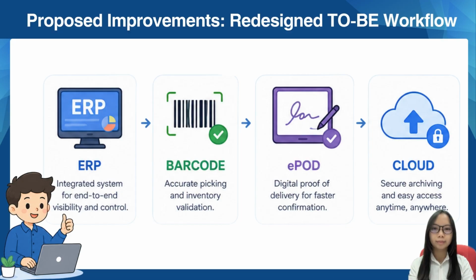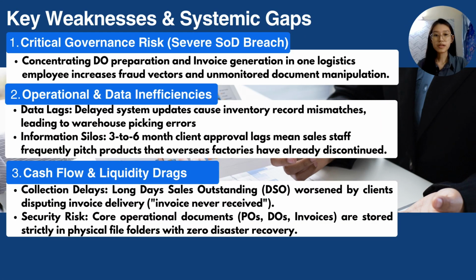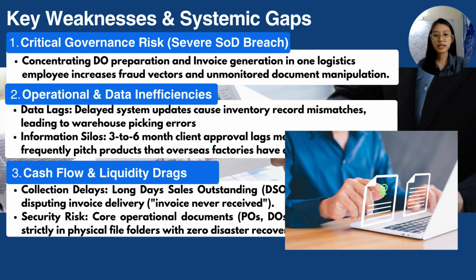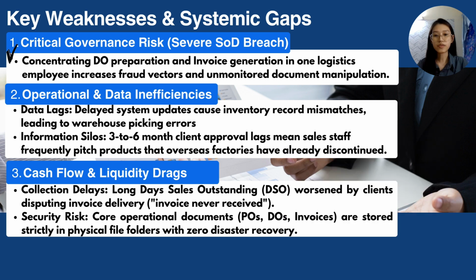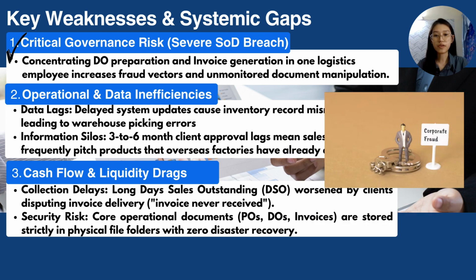transformation journey. Although we have proposed several improvements, it is important to understand the key weaknesses in the current system. The first issue is the critical governance risk. Currently, the same logistics employee prepares both the delivery order and sales invoice. This creates a serious segregation of duties problem and increases the risk of fraud.